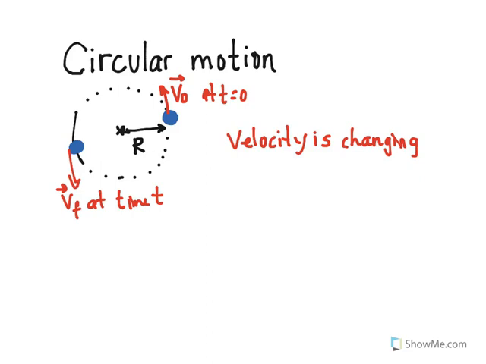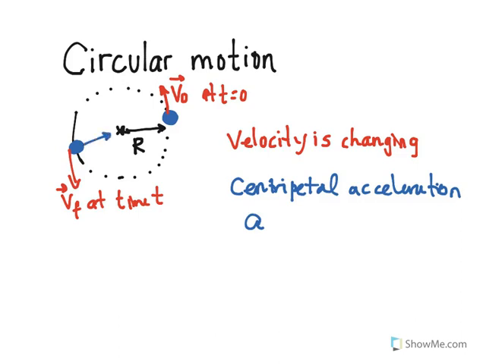And that changing velocity has to be provided by an acceleration. The acceleration that changes the direction of the velocity in this case is called centripetal acceleration. The centripetal acceleration, or radial acceleration, is always going into the circular motion. That is, it's going towards the center. That's the reason why it's called centripetal. Or it is parallel to the radius, which is what is called the radial acceleration. And this centripetal or radial acceleration is given as the square of the velocity over the radius.